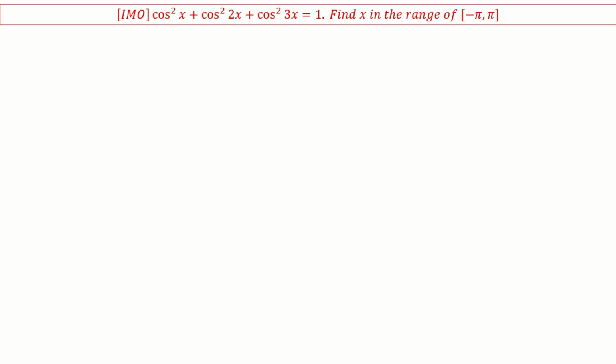Yeah, this is another kind of trigonometric equation which came in IMO. Cos square x plus cos square 2x plus cos square 3x equals 1. Find x in the range of minus pi to pi.